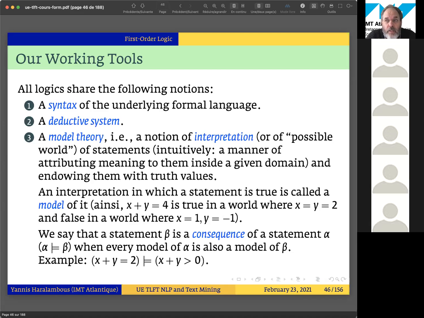A deductive system, allowing you to do inferences, allowing you to obtain more formulas, allowing you to query and get answers. And a third notion called model theory. And in model theory, we have a notion of interpretation. So what does this mean?